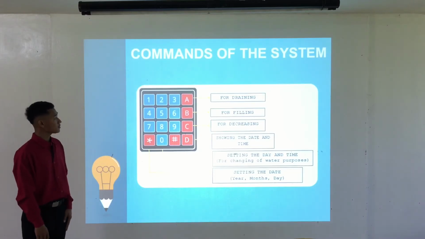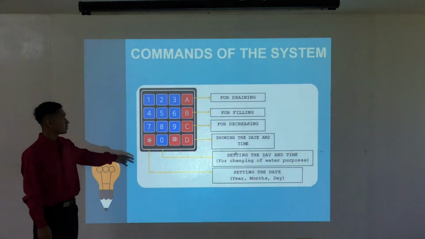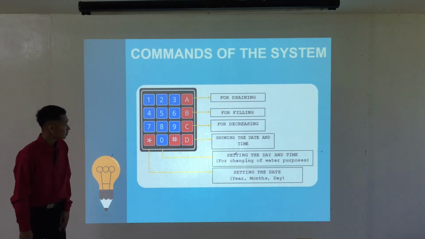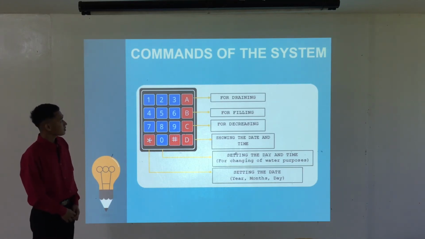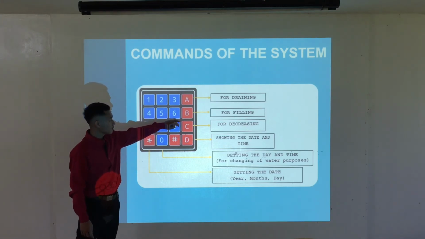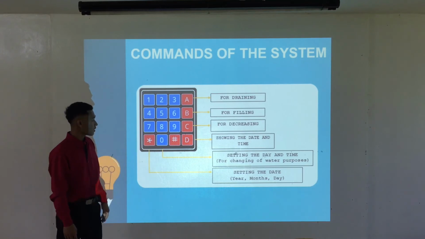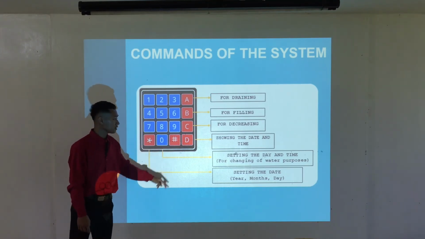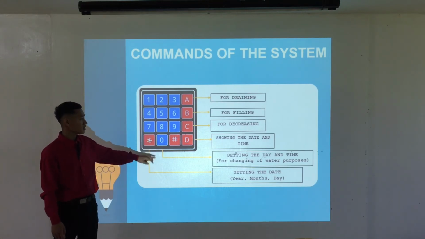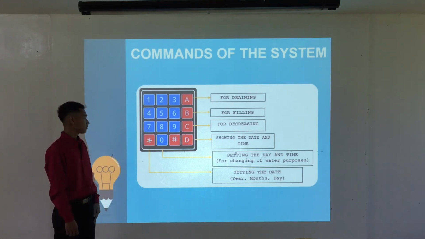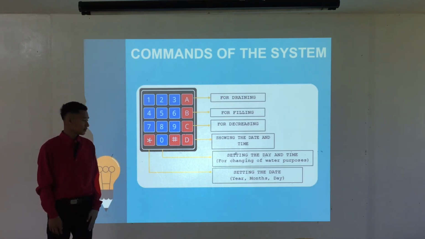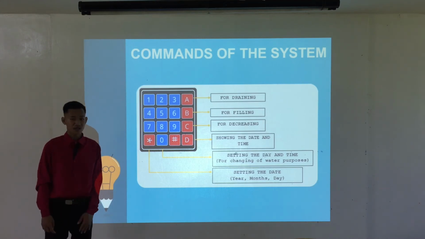So next is the commands of the system. This is the keypad module. We use 6 buttons for the input of the control system. A is for draining, B is for filling, C is for decreasing the water in the pan, and D is for showing the date and time for 3 seconds. Then 0 is for setting the day and time for changing the water purposes. The asterisk is for setting the date and time: year, month, and day.